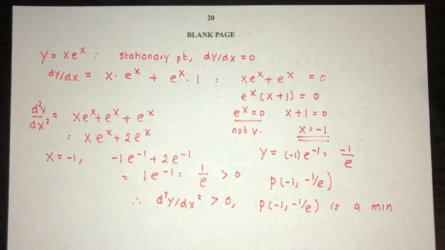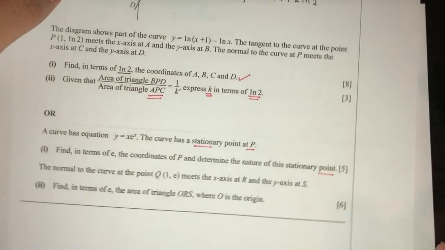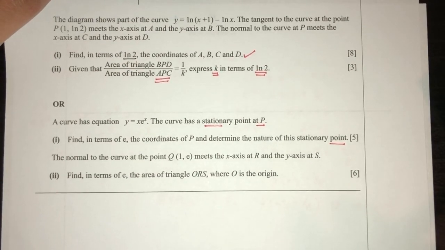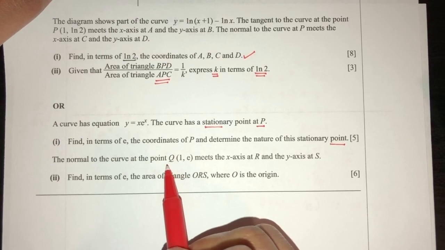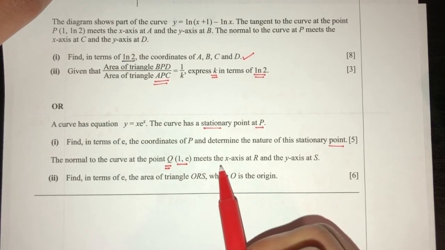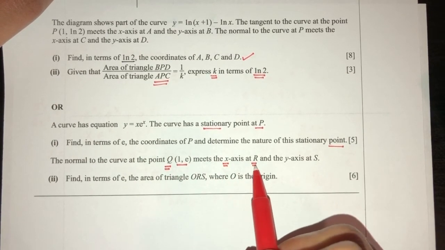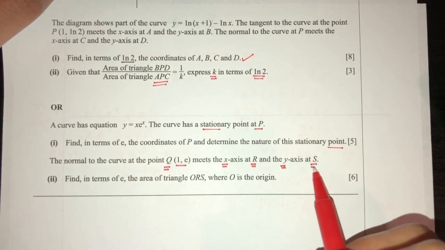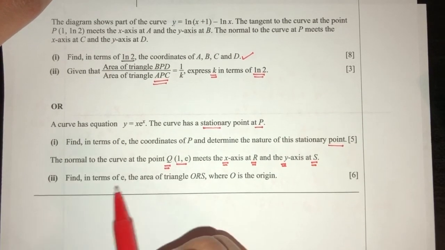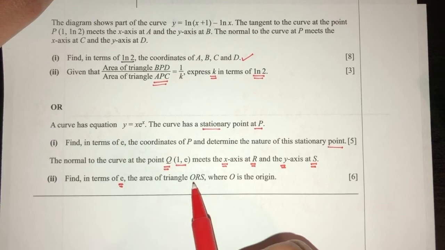Now let's move on to part B of this question. The normal to the curve at the point Q, we have a new point now. It meets the x-axis at R and the y-axis at S. Now find, in terms of e, the area of triangle ORS.